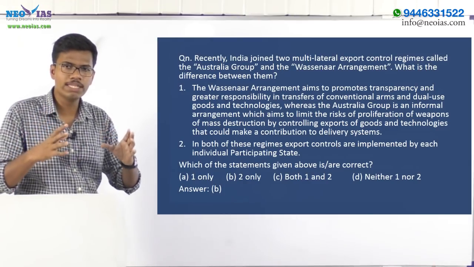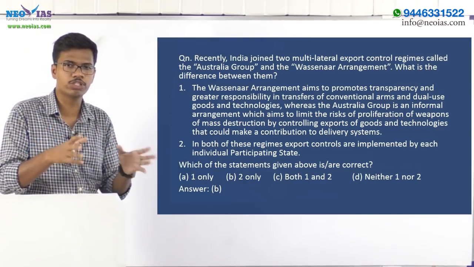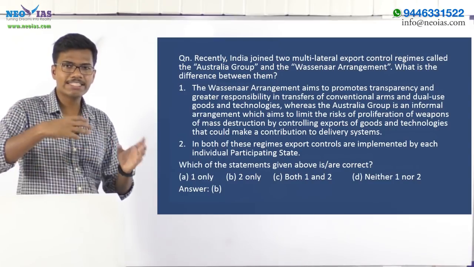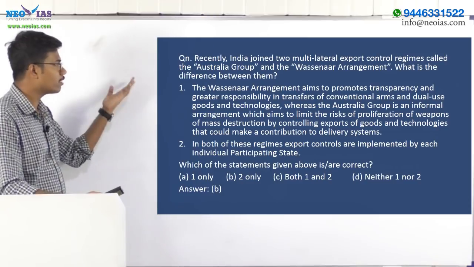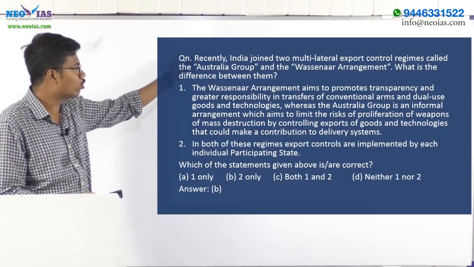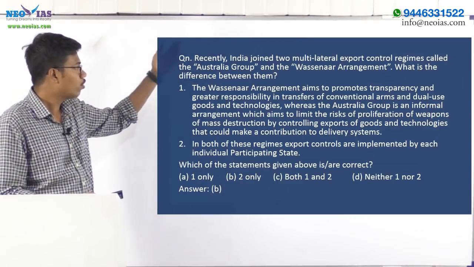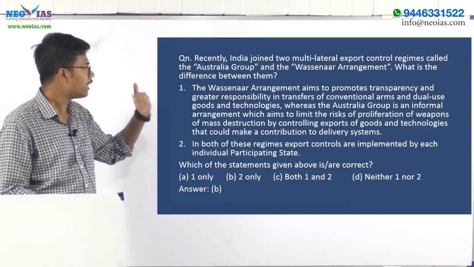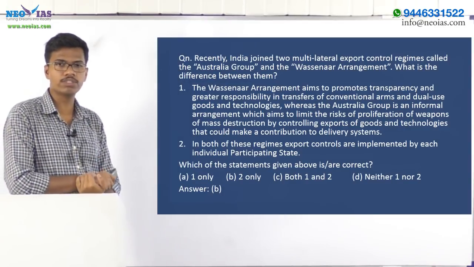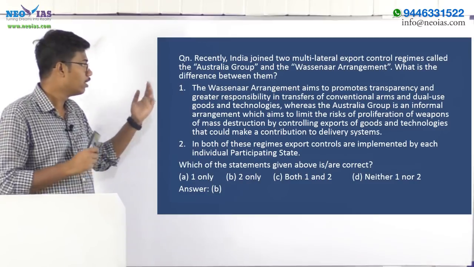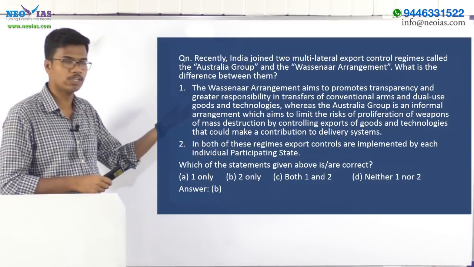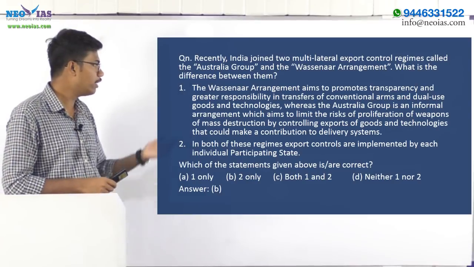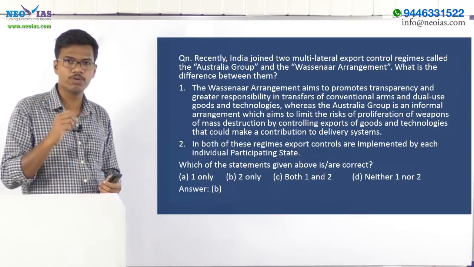Now let us try to solve the prelims model question on a comparison between Australia group and Wassenaar Arrangement. So the question is something like this. Recently India has joined two export control regimes, Australia group and Wassenaar Arrangement. What is the difference between them? So it's a two-statement question. Our first statement: the Wassenaar Arrangement aims to promote transparency and greater responsibility in transfers of conventional arms and dual-use goods and technologies. This is absolutely true.